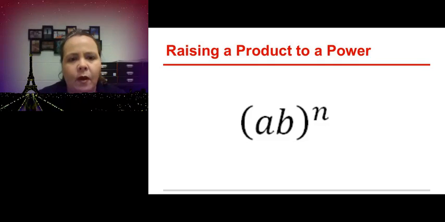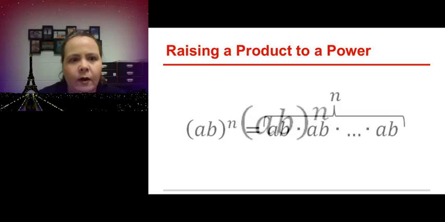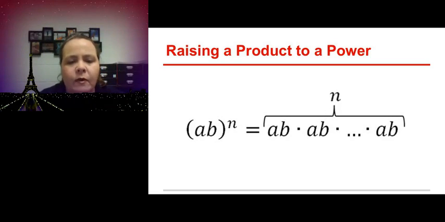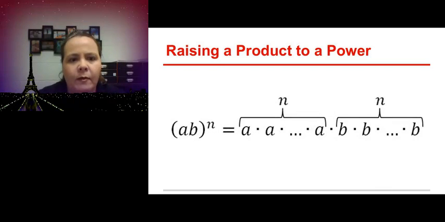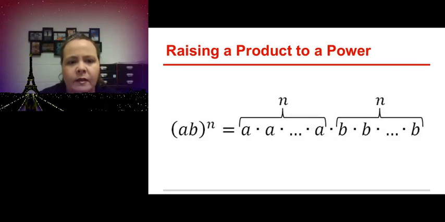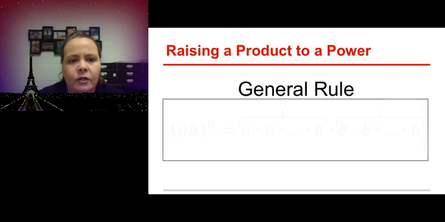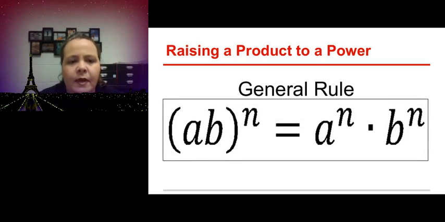Here we're going to talk about raising a product to a power. We have ab raised to the n power, where a and b are being multiplied together, and then we raise that to the n power. If we expand that using what we know about exponentiation, ab to the n power means ab multiplied n times. Then, using what we know about multiplication and rearranging the a's and the b's, we would have a multiplied n times and b multiplied n times, which leads us to a general rule: ab to the n power is equal to a to the n times b to the n. It's almost like we're distributing that power to everything inside the parentheses.